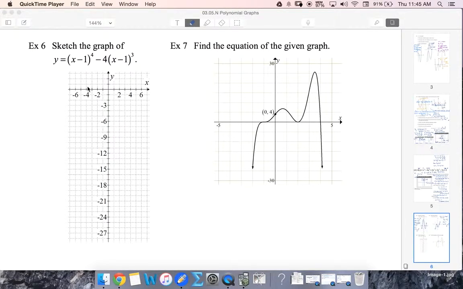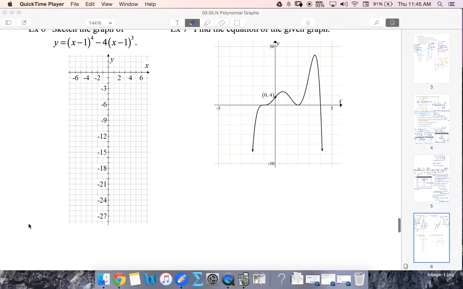All right, students, Ms. Slyman here with example 6. Now we're wanting to sketch the graph of this function, but this function is not yet in factored form. So I need to put it in factored form. Notice x minus 1 cubed is my GCF. So I'm going to come down a little bit below and write that out.